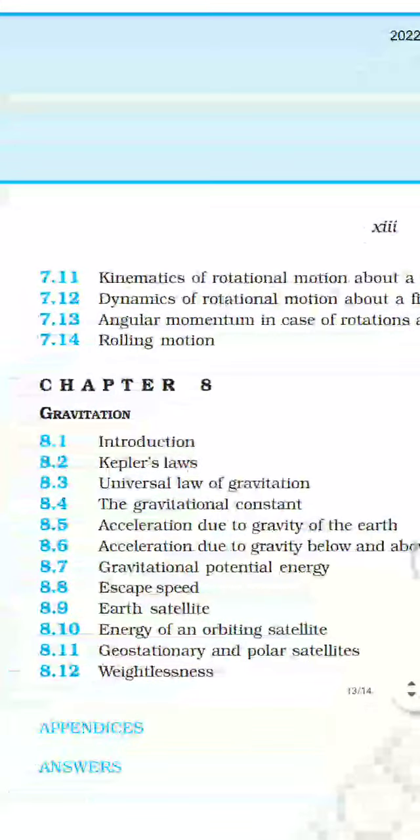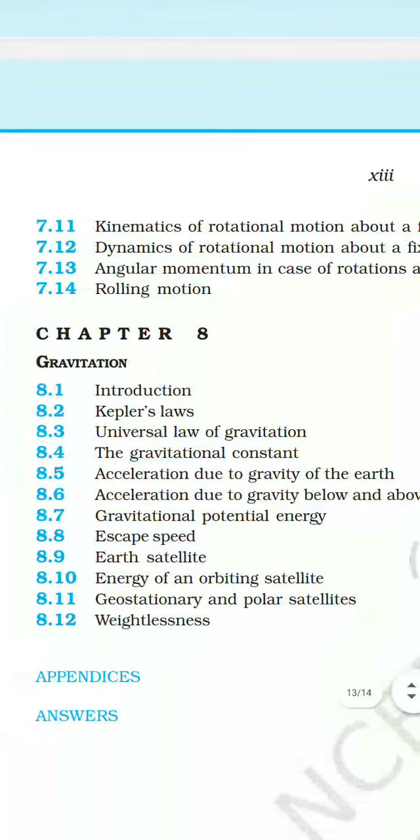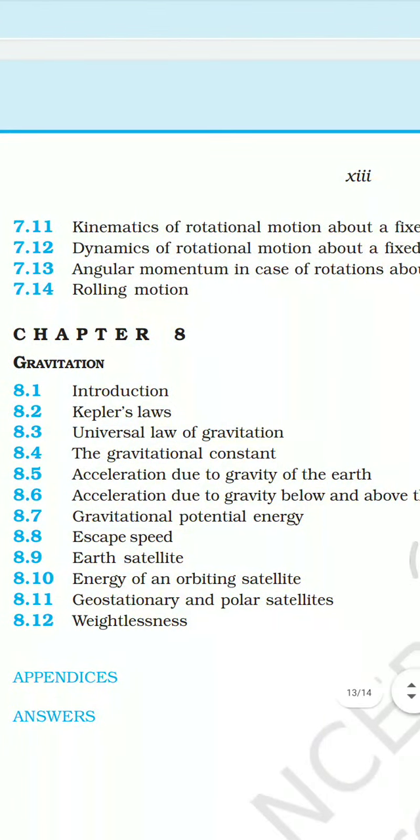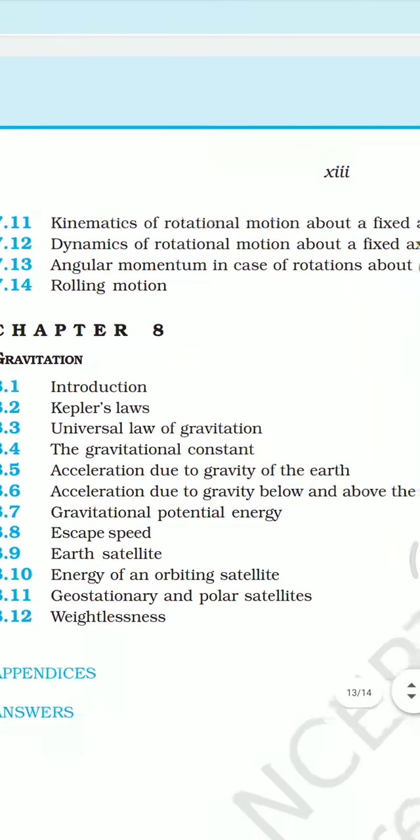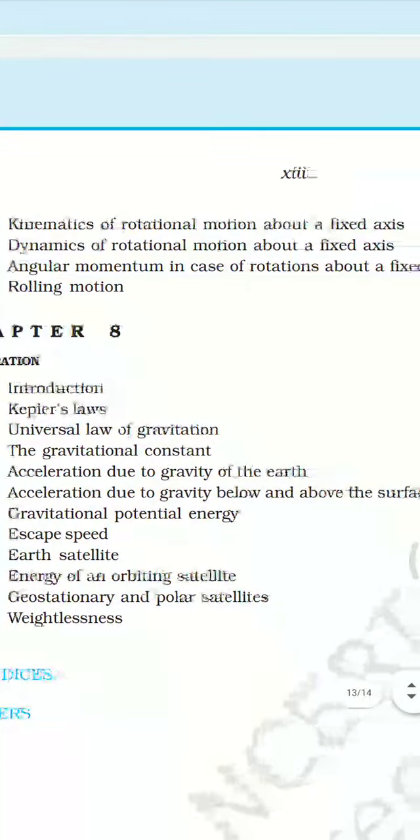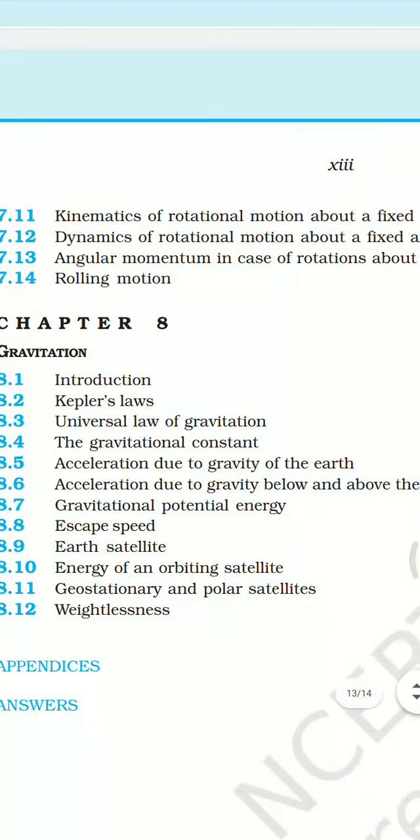Then we next head on to gravitation, which is the last chapter of this part of physics. It has Kepler's laws, universal law of gravitation, the gravitational constant and how it is measured by the Cavendish experiment, acceleration due to gravity on Earth, acceleration due to gravity below and above the Earth's surface, gravitational potential energy, escape velocity, Earth satellite, energy of an orbiting satellite, geostationary and polar satellites, weightlessness.